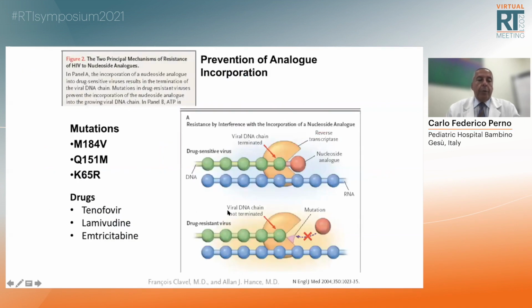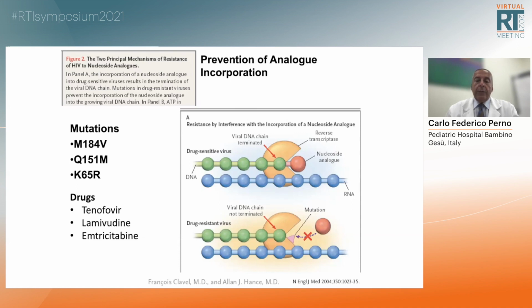This is the mechanism of action by which the major drugs work, essentially. As we said, they act by blocking the reverse transcriptase and block the DNA chain structure. So they are called, as I said, the DNA chain terminators.